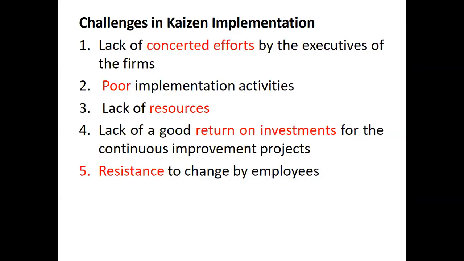And this is about the last slide, challenges in kaizen implementation. What are the challenges here? Lack of concerted efforts by the executives of the firms. अगर executive यानी मैनेजर्स, टॉप मैनेजर्स, अगर उनके एफर्ट्स कम पड़ गए तो उस टाइम यह सिस्टम can fail. So these managers or the CEOs or general managers should motivate the employees to implement these kaizen strategies. Then poor implementation activities. So to implement the kaizen, we should have that kind of resources.